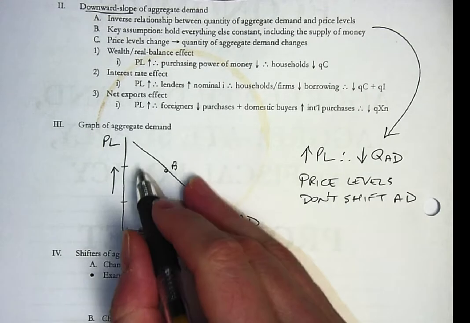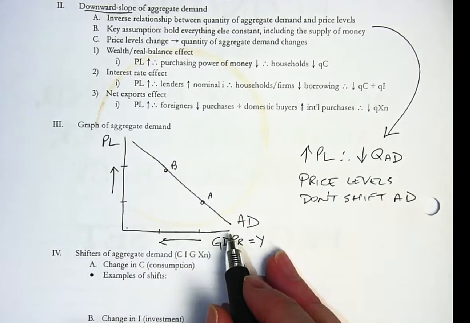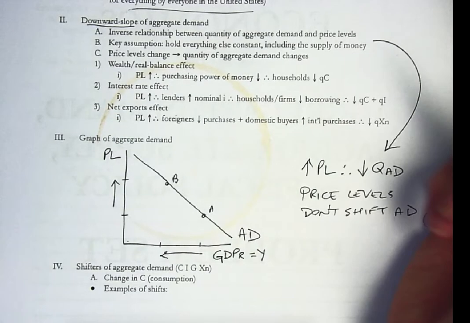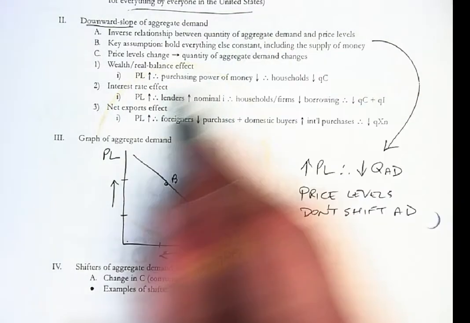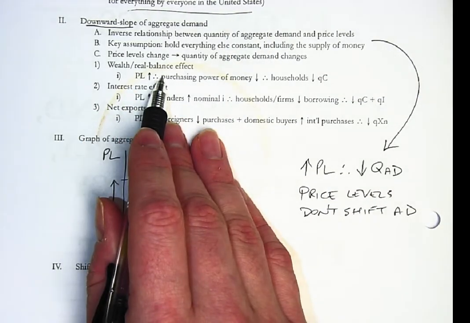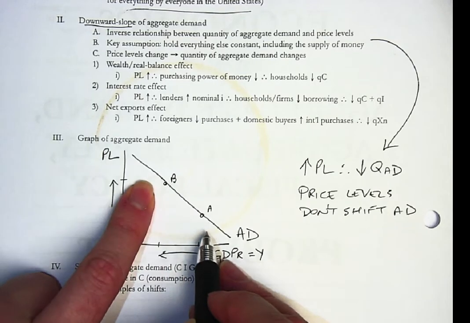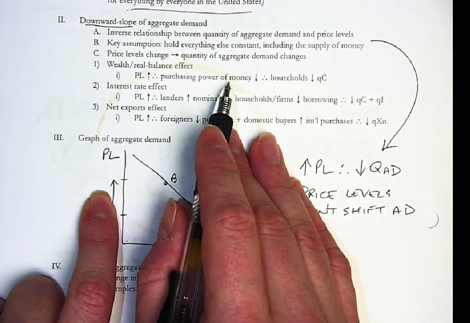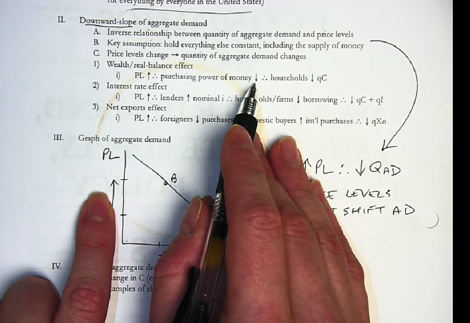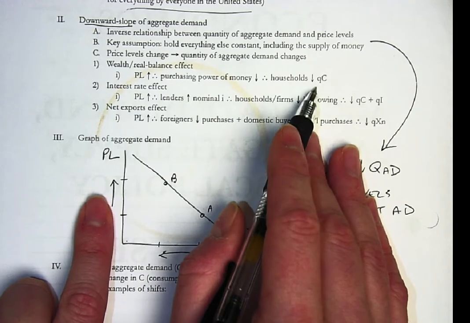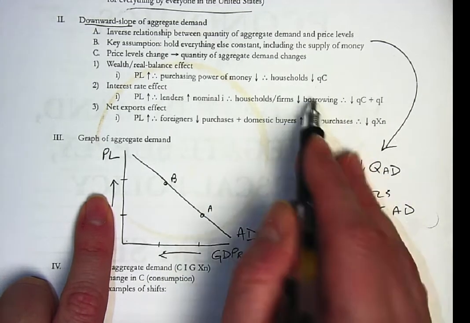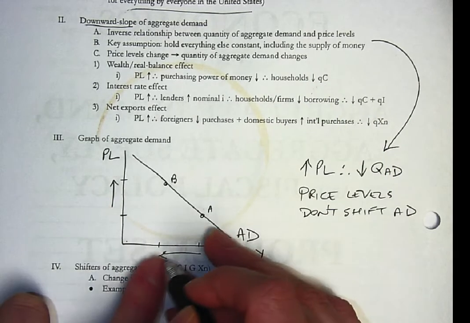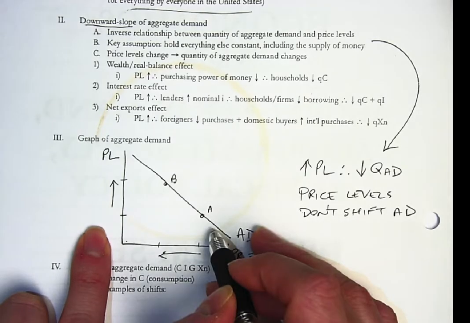Now, price levels do have an effect on this relationship. If we said price levels go up, the quantity demanded goes down. Now, there are three reasons why this happens. One of them is called the wealth or real balance effect. And this is the idea that if you move from A to B, price levels are getting higher, the purchasing power of the money in your wallet is going down because you can't buy as much stuff. And so households will decrease their quantity of consumption. Notice that this isn't decreasing the overall level of consumption, but they're decreasing the quantity because they're moving up this curve. It's a slide along the curve.